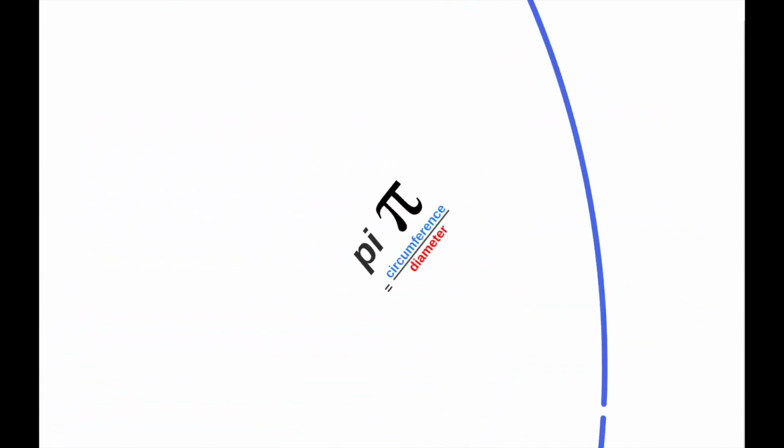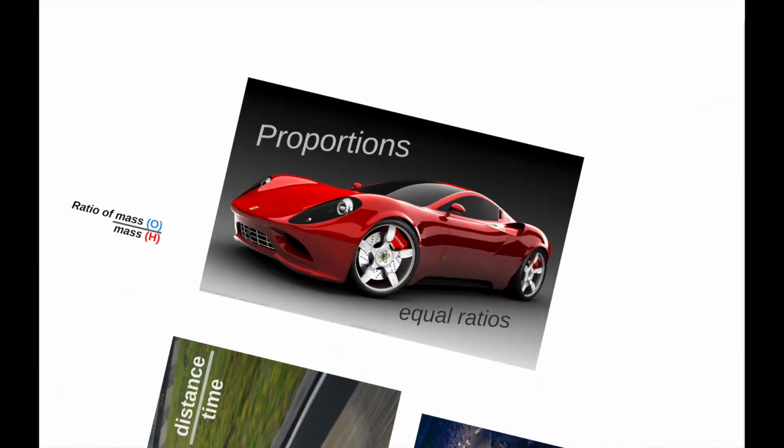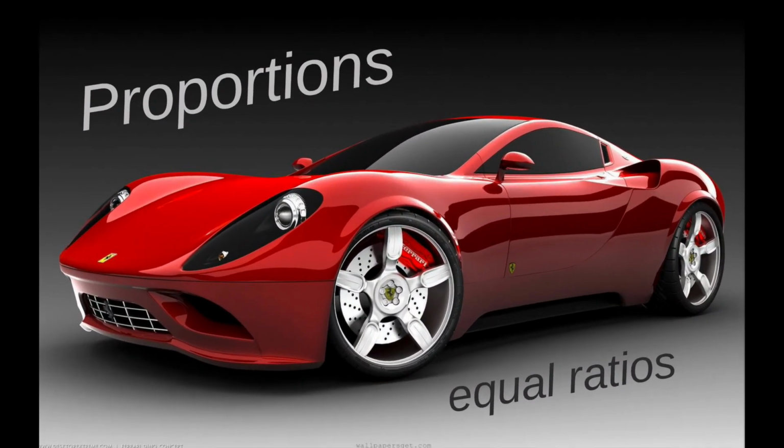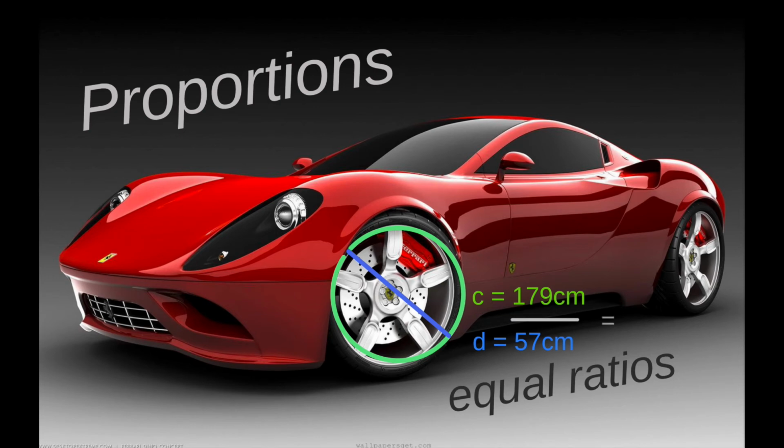Let's look at some circles we could measure. On this car, the wheel has a circumference of 179 centimeters, and the diameter measures 57 centimeters. So if we take the ratio of circumference over diameter here, we get 3.14. Let's look at the smaller circle of the headlight. This circumference is 69 centimeters, and its diameter 22 centimeters. Dividing those, we get 3.14.